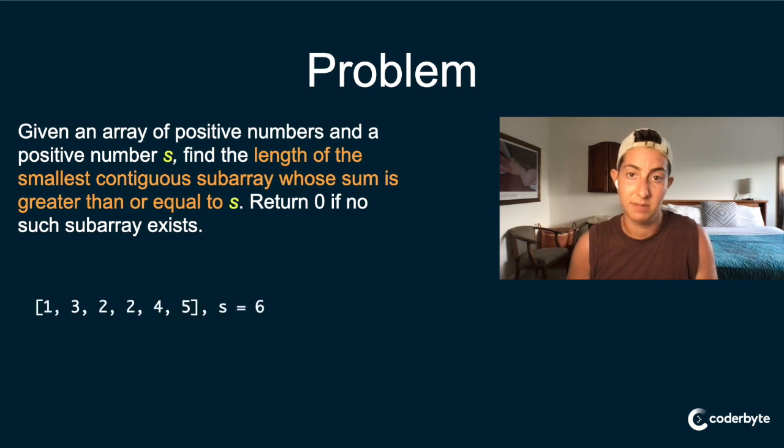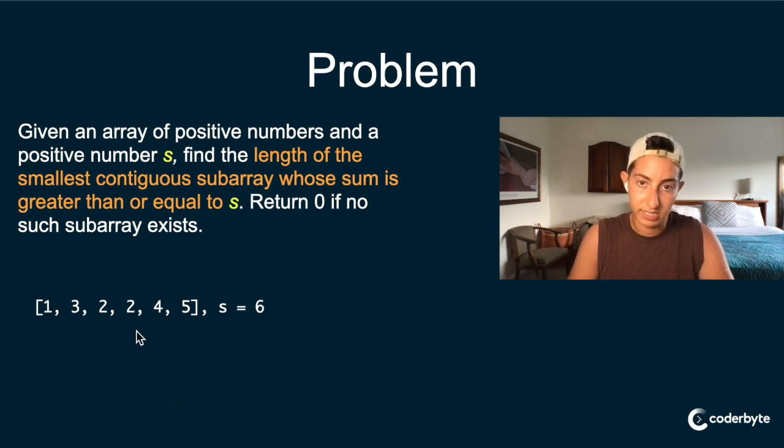So let's look at an example. Here's an example. We have an array of integers, 1, 3, 2, 2, 4, and 5, and then s is equal to 6. So the problem is asking, find the smallest contiguous subarray, and the length of that subarray, whose sum equals s, or is greater than or equal to s. So how might we do that?